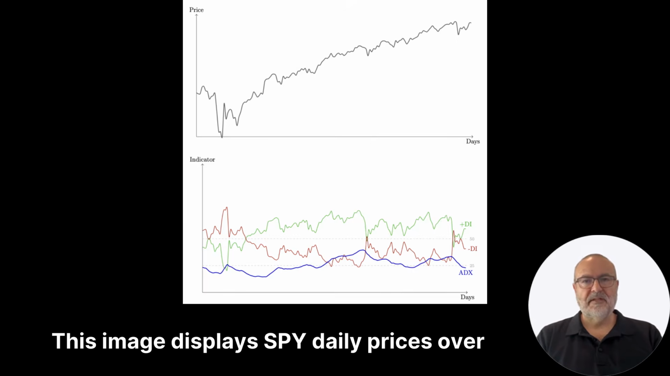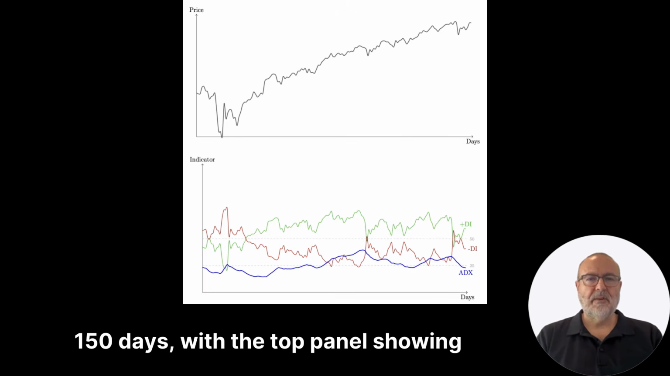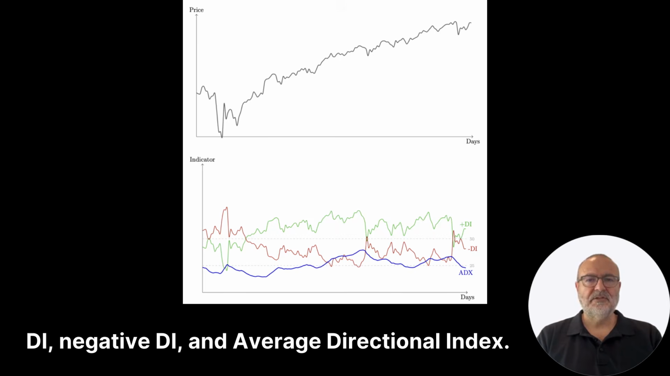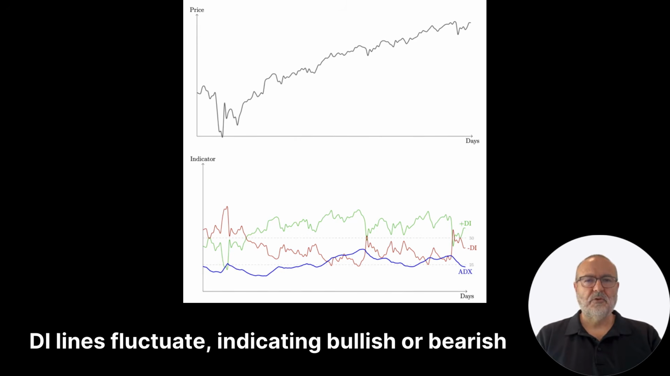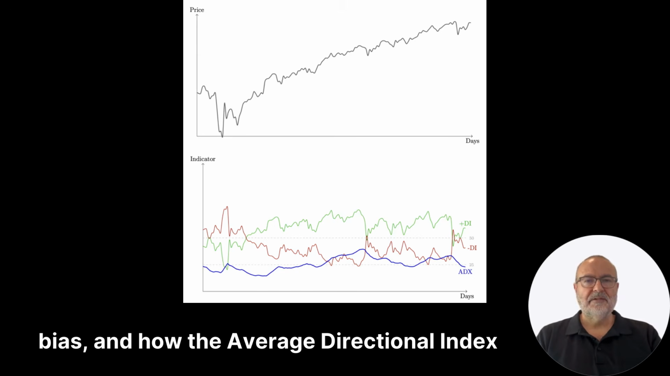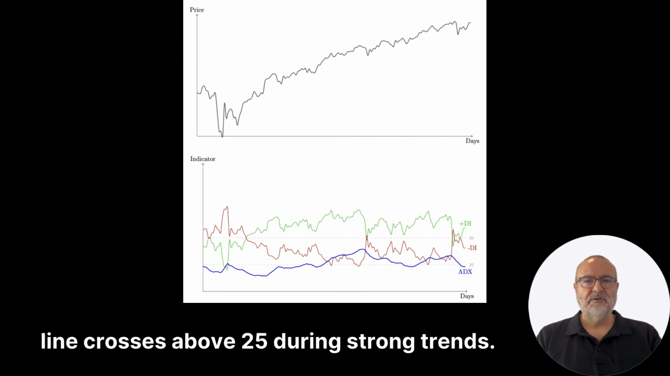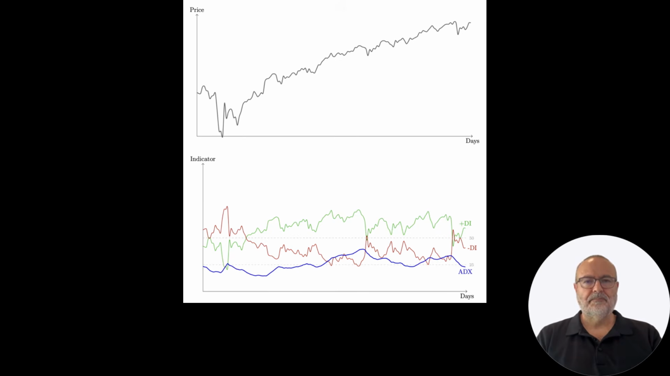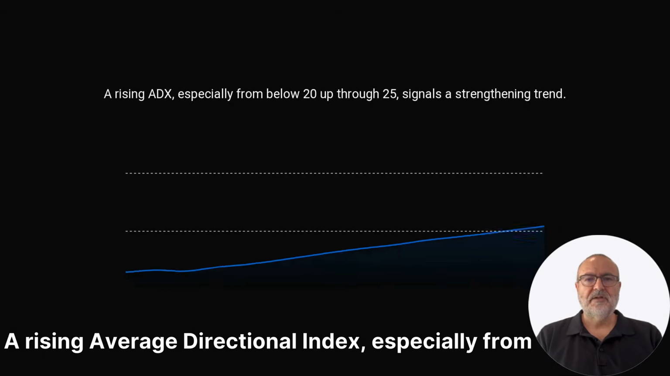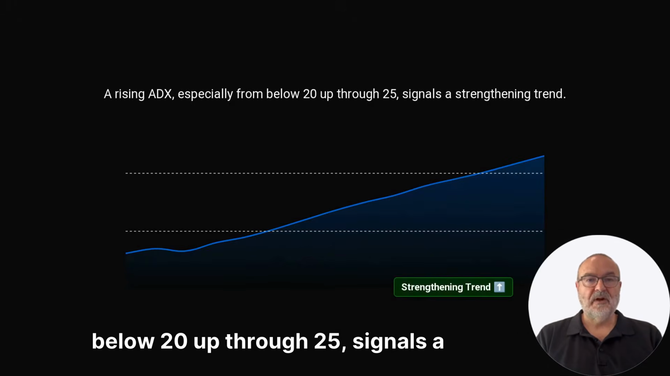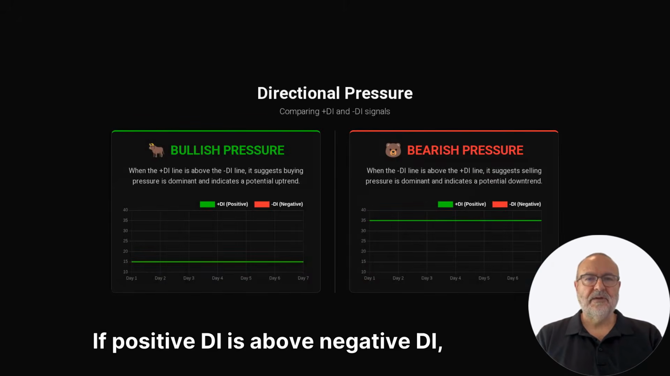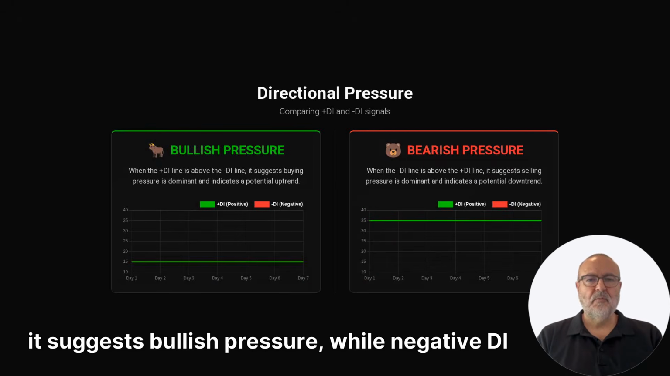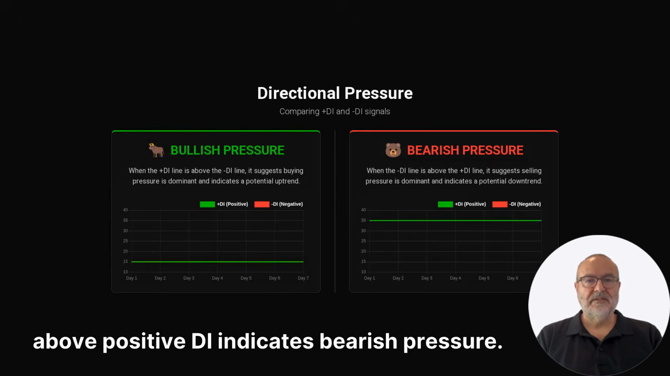This image displays SPY daily prices over 150 days, with the top panel showing price and the lower panel illustrating positive DI, negative DI, and average directional index. Notice how the positive DI and negative DI lines fluctuate, indicating bullish or bearish bias, and how the average directional index line crosses above 25 during strong trends. A rising average directional index, especially from below 20 up through 25, signals a strengthening trend.